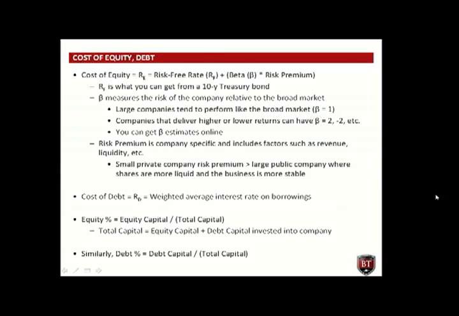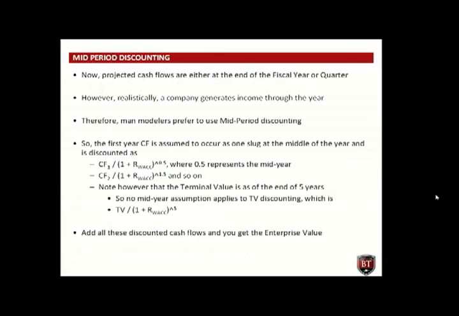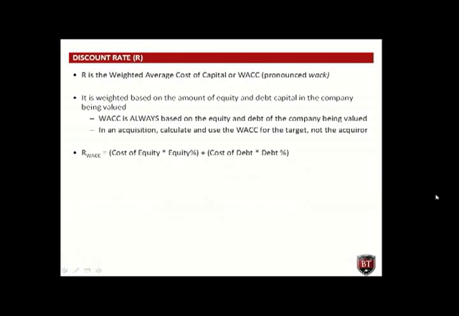Now, the equity percent is the total amount of equity capital divided by the total capital, where the total capital is the sum of the equity capital and the debt capital that has come into the company. Likewise, the debt percent is the debt capital divided by the total capital. So just coming back to the weighted average cost of capital formula, it's the cost of equity times the equity percent plus the cost of debt times the debt percent.